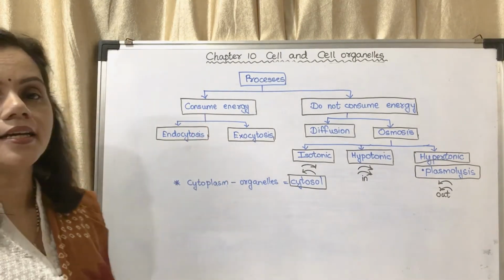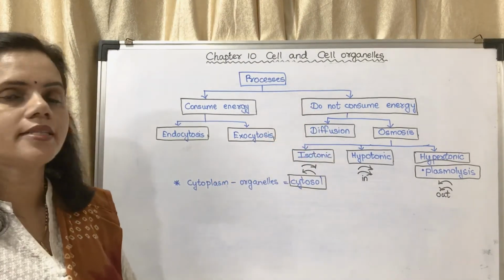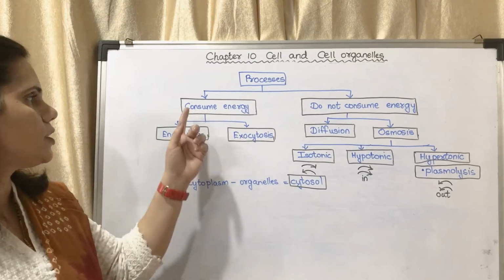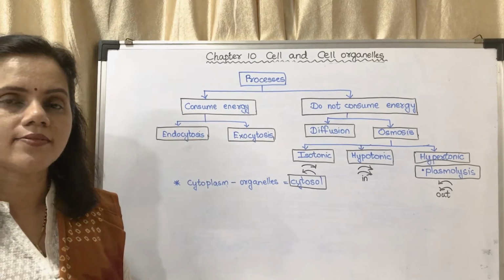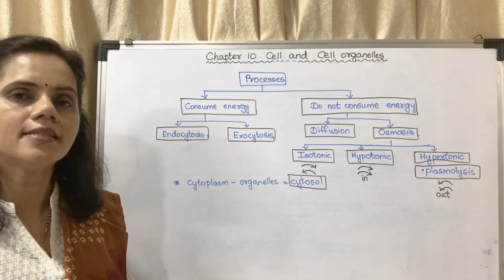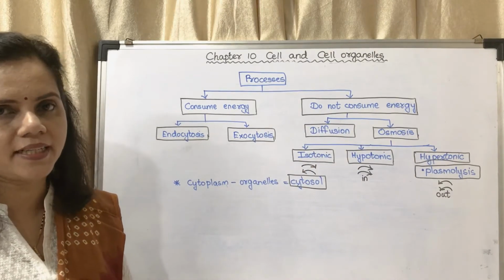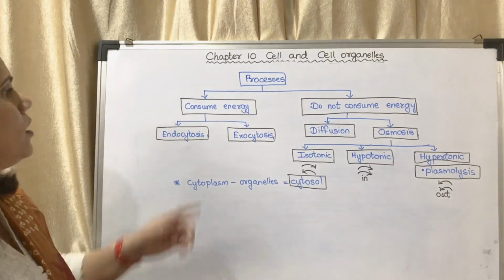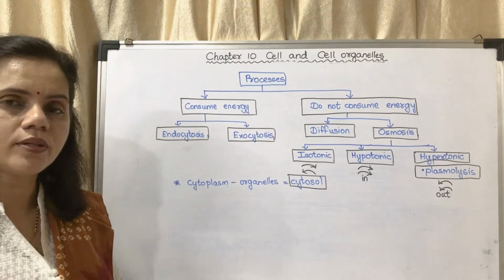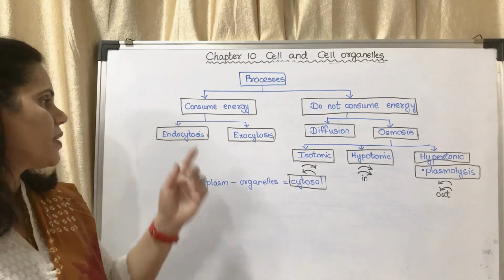The process in which the energy is needed by the cell, that means the process which consumes energy, and the process in which there is no need of energy by the cell. Now the process in which the energy is consumed is of two types, endocytosis and exocytosis.